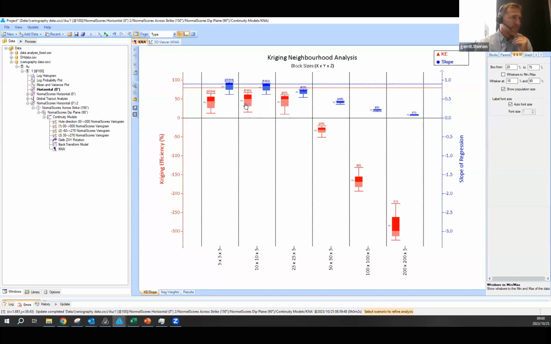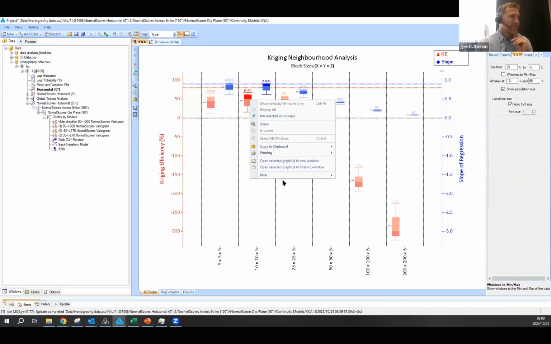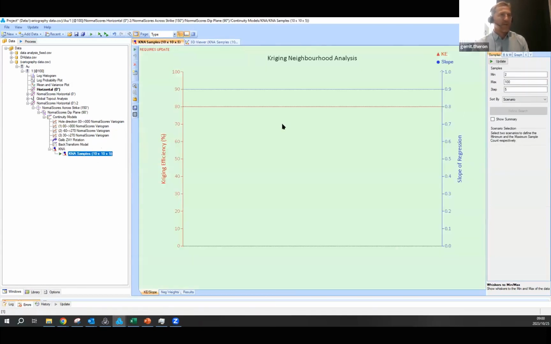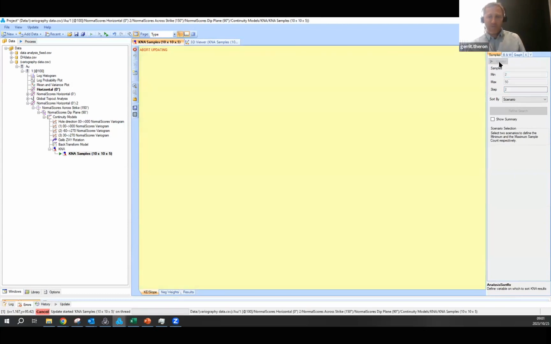Okay, but just for this exercise, I'm going to go with the 10 by 10 meter block, and then I'm just going to click and add the samples. So the next step that we want to investigate is the number of samples to use in our 10 by 10 meter block. We're going to just limit this to 50. Let's make it a minimum of 2 and a step size of 2. Let's update that quickly. I'm just quickly running through. I think I'm running out of time.